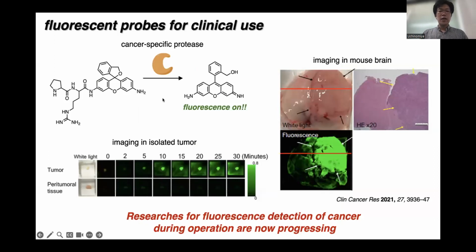Indeed, researchers are developing fluorescent probes for this goal. Again, this is a fluorescent probe that reacts with a cancer-specific protein. And this probe can be applied for imaging isolated tumors and for imaging in the mouse brain. So here you can clearly see where the cancer is. Research on fluorescent detection of cancer during operation is now ongoing.